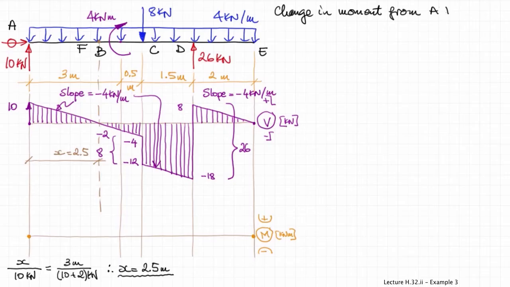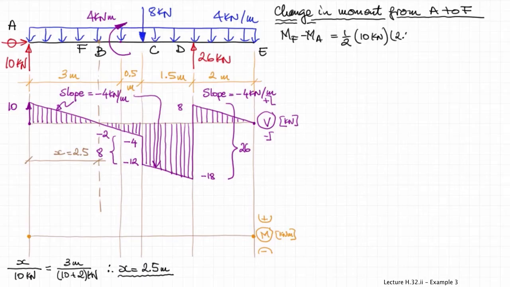We can calculate the change in moment from A to F, which is equal to the area under the shear force diagram between A and F. And then we can start drawing the bending moment diagram. Now the shear force varies linearly, so the bending moment will be a parabola, and it starts with a positive value, so the slope at the beginning at point A will be positive.